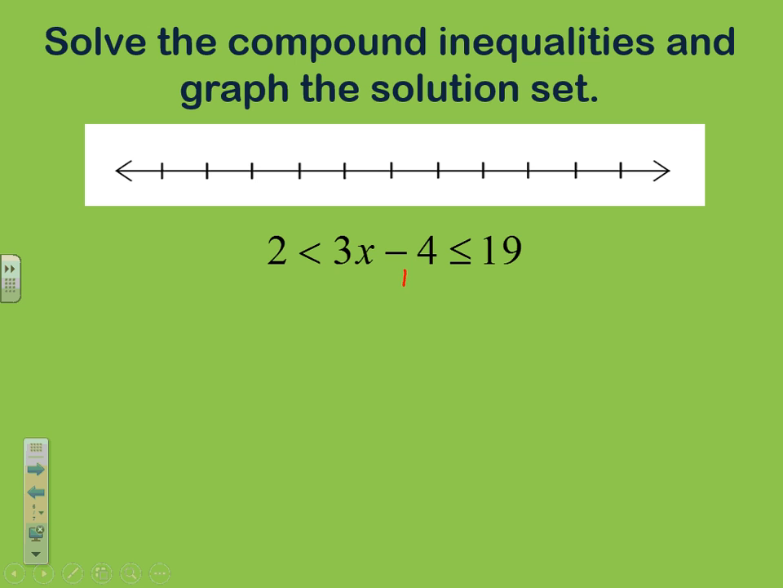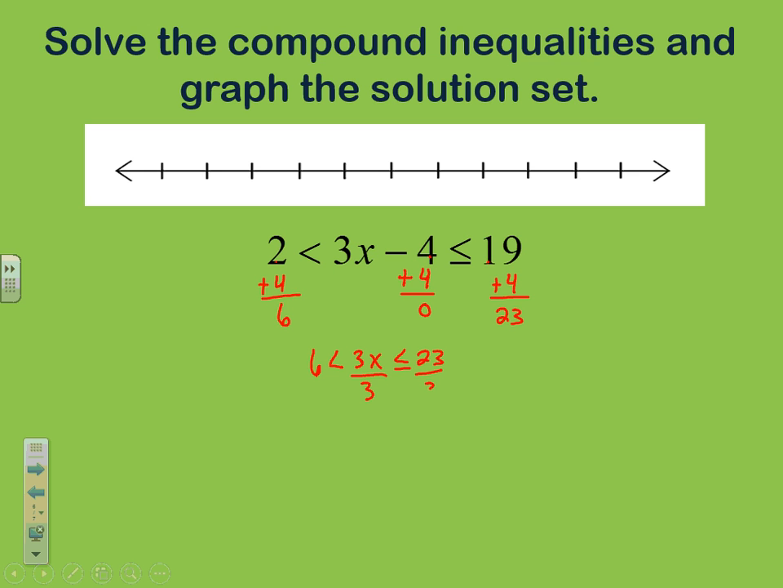We're going to get rid of the constant term by adding its opposite, plus 4. But we also have to do it to the right side of the inequality and to the left side of the inequality. So on the left, the 2 plus 4 gives me a 6. Here in the middle, negative 4 and positive 4 cancel. And on the right, 19 plus 4 is going to give me a positive 23. So when we rewrite it, we have 6 less than 3x, which is less than or equal to 23.